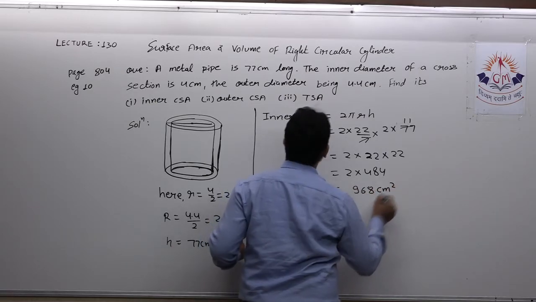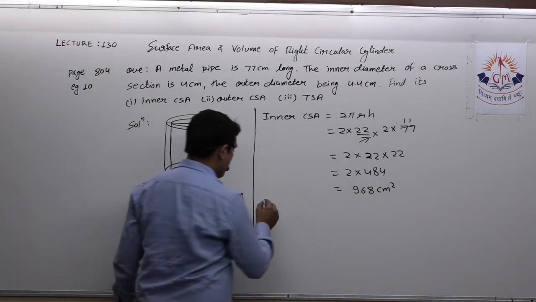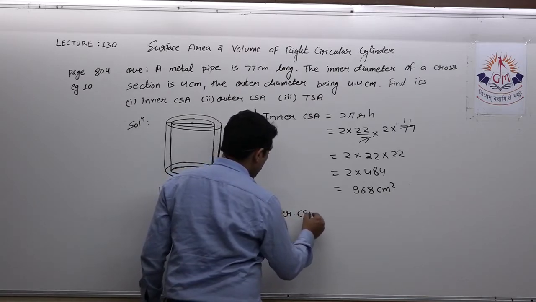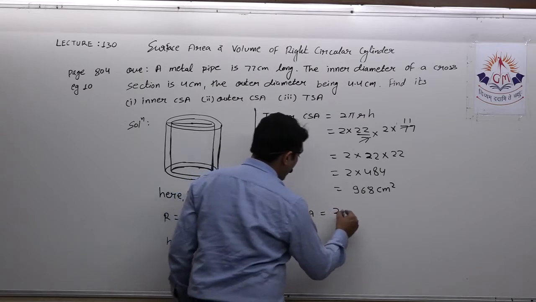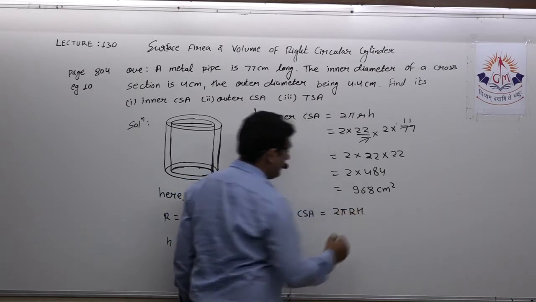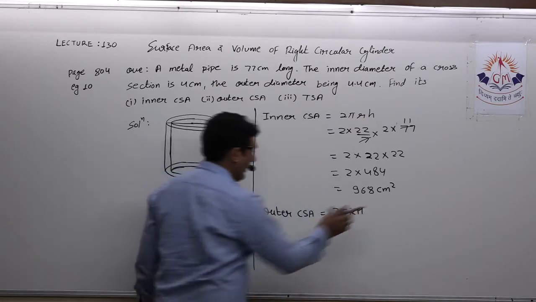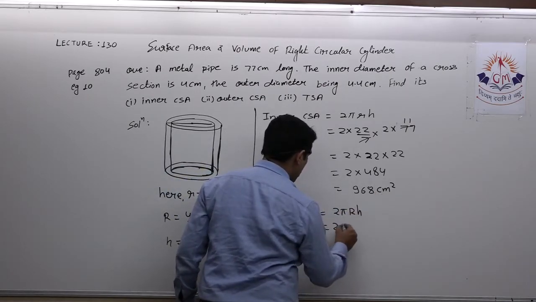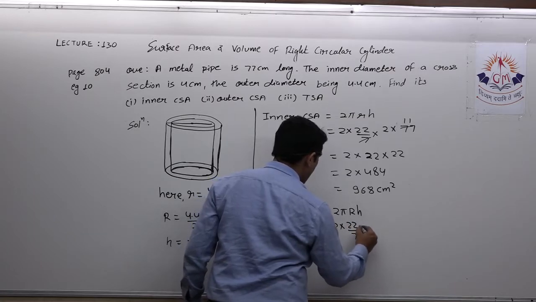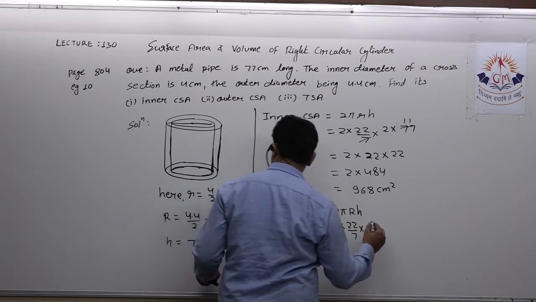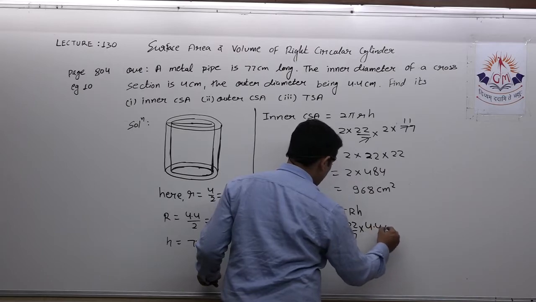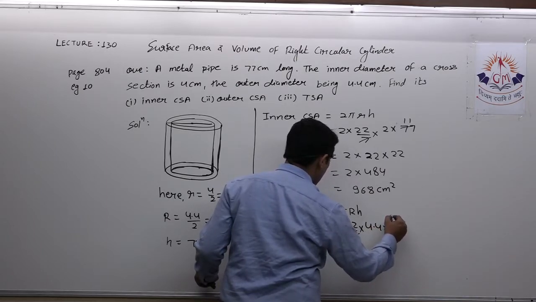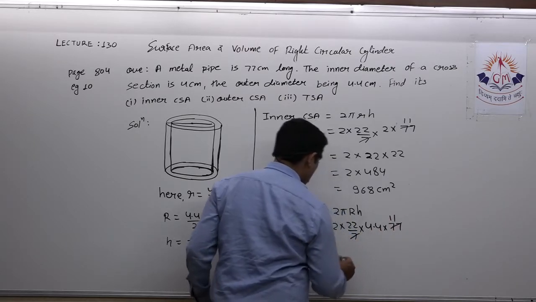968 centimeter square. That is the inner CSA. Now the outer CSA, that is 2 pi capital R H. That is the outer CSA: 2 pi capital R, and the height is the same. So 2 into 22 upon 7 into, now capital R is 4.4 into H is again 77. So 7 and here you will get 11.